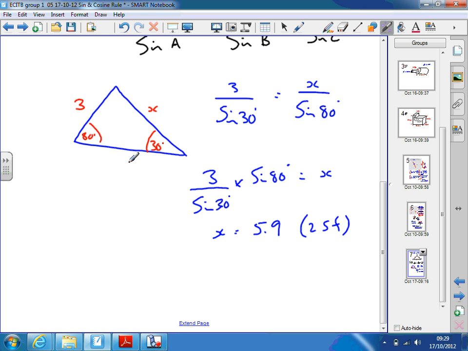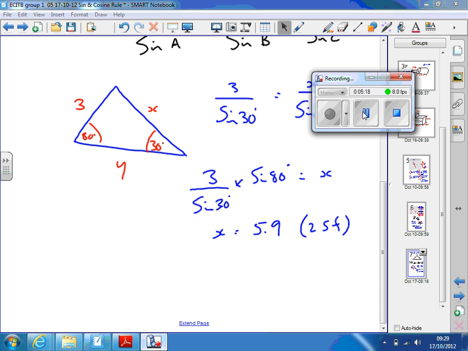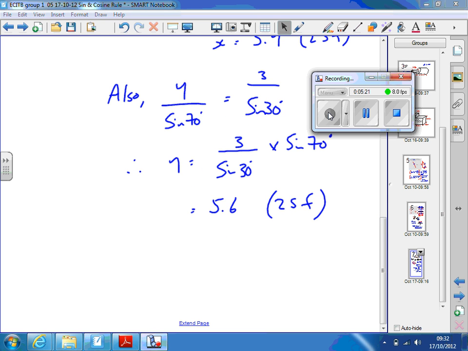No, we can't use that because I haven't got a right angle. Okay, so we can't use Pythagoras any more than we can use sine, cosine, tangent ratios. So we could find this missing side here. As a little extra, find out what this side is. Call it y. So find y for me, please. So finding y, you should end up with this value, 5.6 for y.